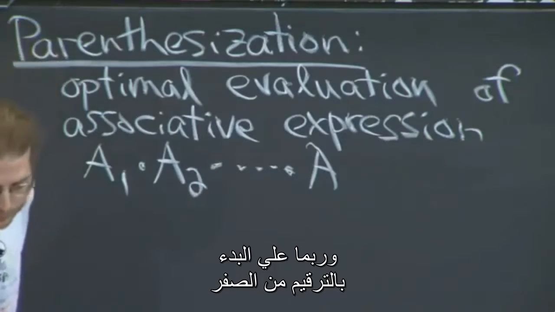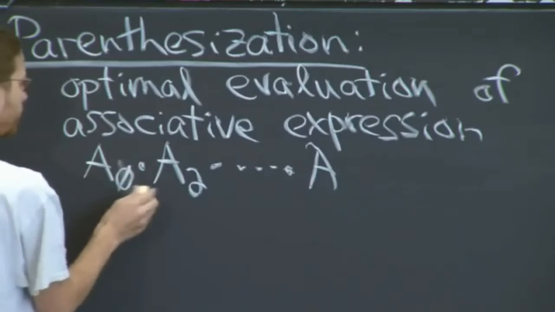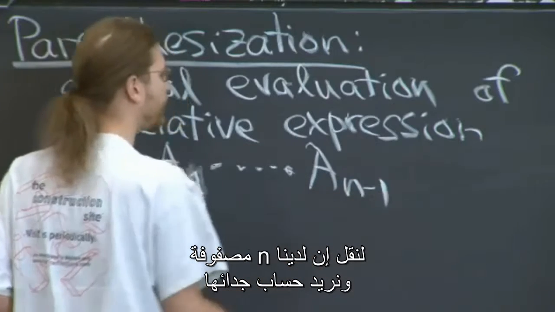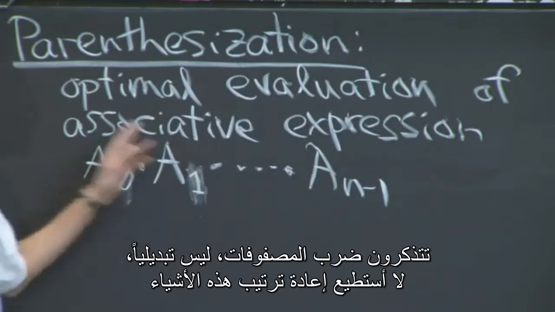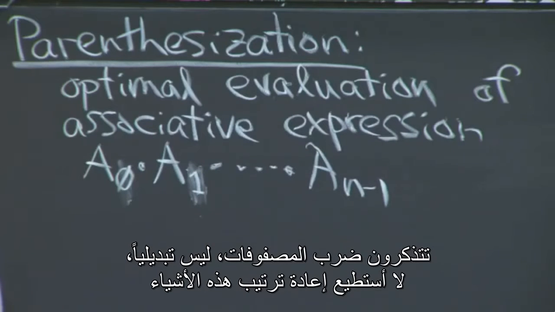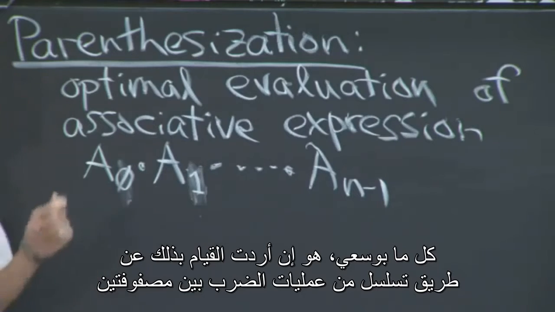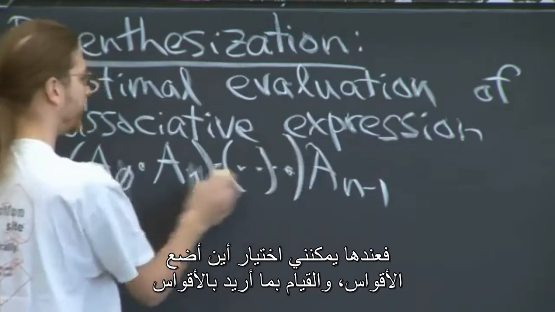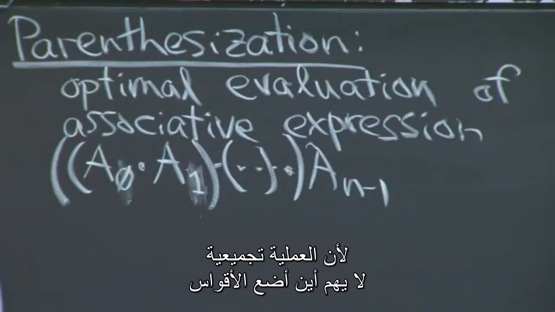And I probably want to start at 0. So let's say you have n matrices. You want to compute their product. You remember, matrix multiplication is not commutative. I can't reorder these things. All I can do, if I want to do it by a sequence of pairwise multiplications, is choose where the parentheses are. I can do whatever I want for the parentheses because it's associative. Doesn't matter where they go.